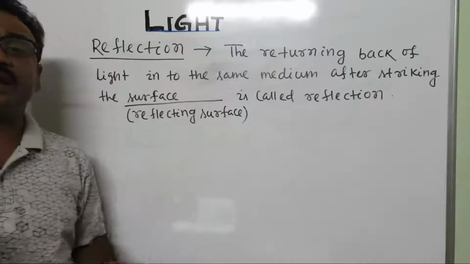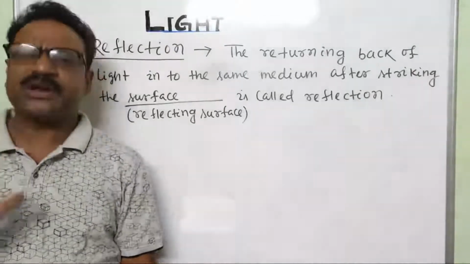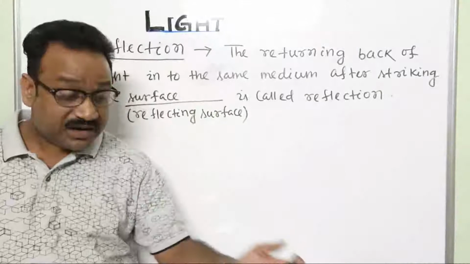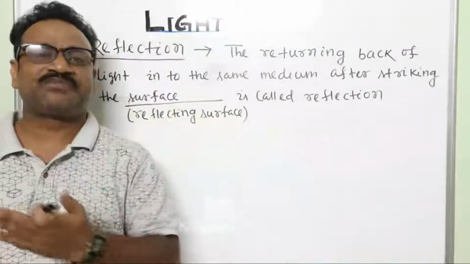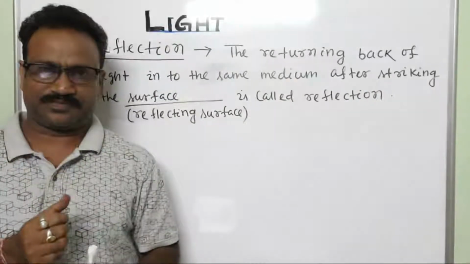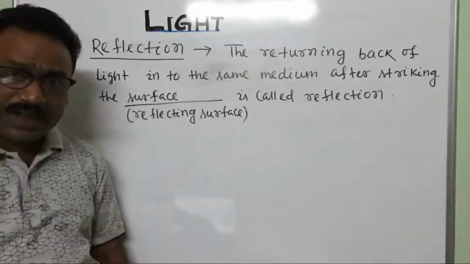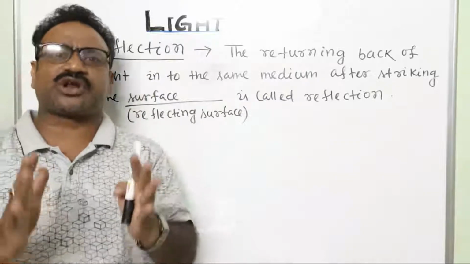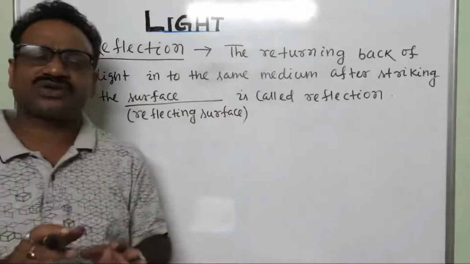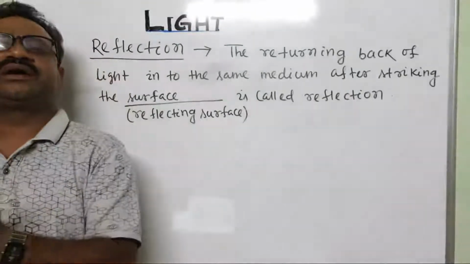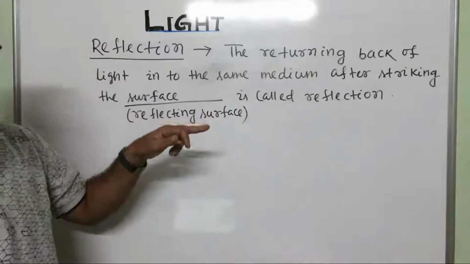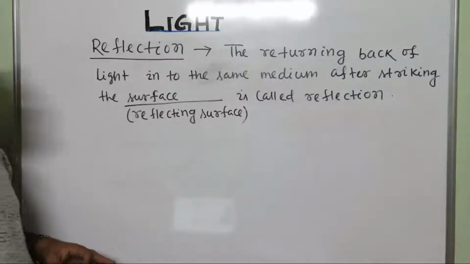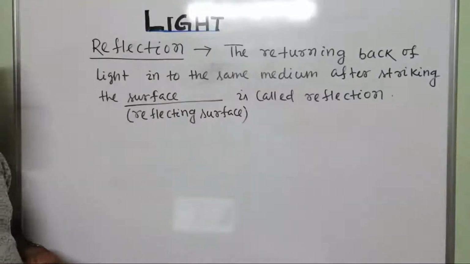So when light coming from any luminous body passes through a medium and strikes any surface, it returns back into the same medium; it bounces back. Suppose you are holding a plastic ball in your hand and you drop it. The plastic ball rebounces and comes up. Similarly, when light falls on any surface, it returns back into the same medium. That phenomenon is called reflection.